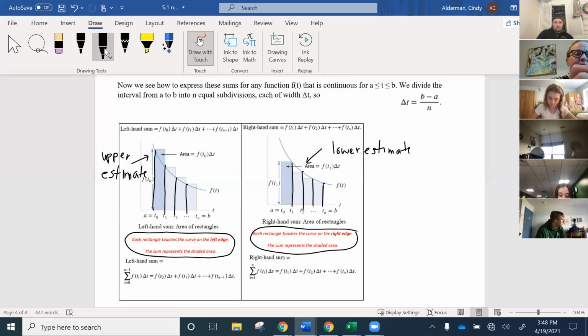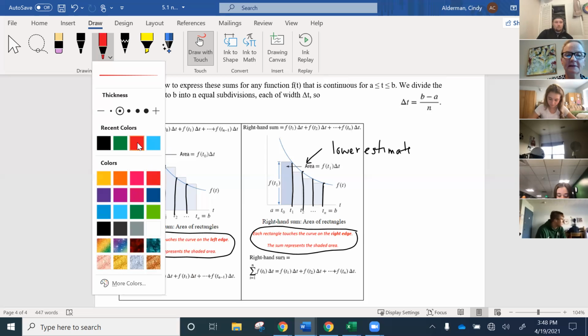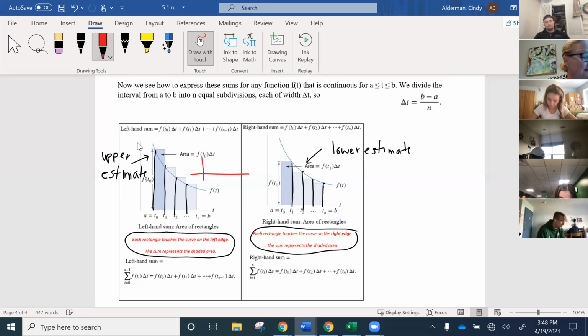For example, sneak this drawing in here. Let's say I had a drawing something like this. And the graph went like this. And I still have the left edge touching. So that's still a left-hand sum, but it's an underestimation, right? Or it's a lower estimate.